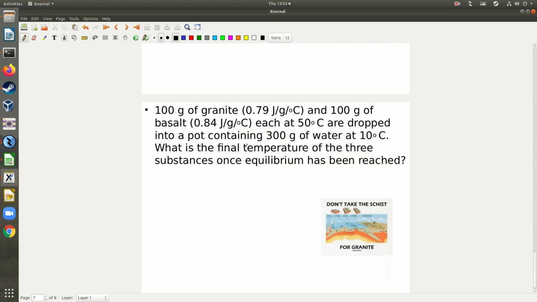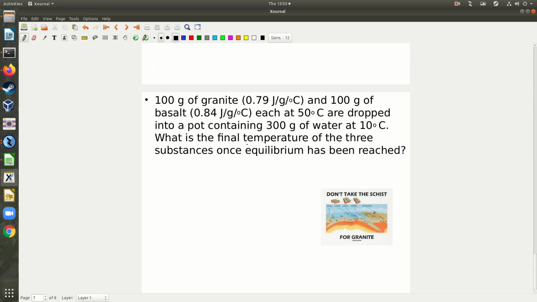Let's do one more. And I just really like the picture. Don't take the schist for granted. Yeah, I know it's lame, but I really like that for some reason. 100 grams of granite. Okay, I didn't do schist. I probably should have done schist now that I think about it. Yeah, that would have been logical.